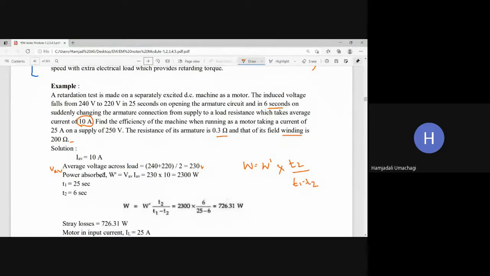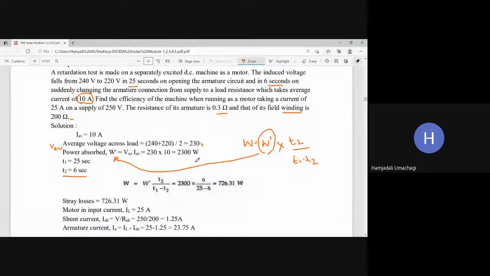So therefore, the power absorbed by the electrical resistance load, W dash, is equal to P average into I average, that is 230 into 10 amps, which is 2300 watts. Now, without adding the resistive element, the time taken is 25 seconds. On throwing the switch from 1 2 position to 1 dash 2 dash position, all the kinetic energy is absorbed by the electrical element, and the time taken for that is 6 seconds. So that will be T2 and this will be T1.